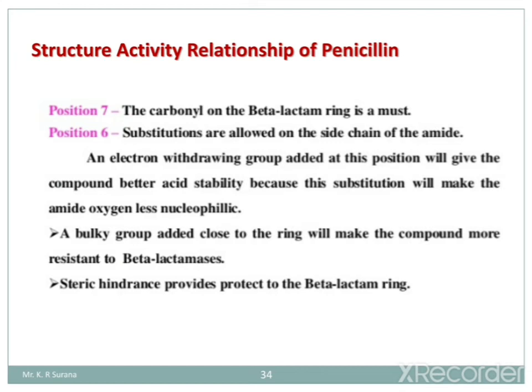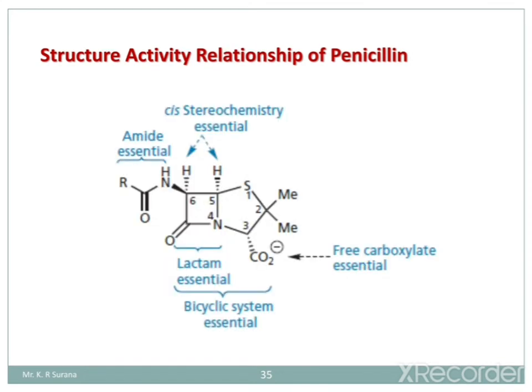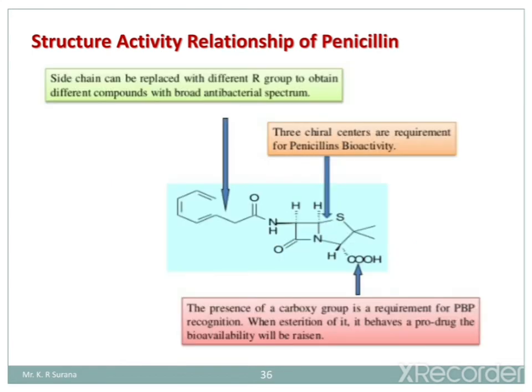That is important as per activity, and this is the SAR of penicillin. I hope all of you get all the points. Next, here we have already discussed the basic structure, and at position 5 and position 6 the cis stereochemistry is essential for activity. You can see in the structure the cis stereochemistry at positions 5 and 6, which is necessary for biological activity.